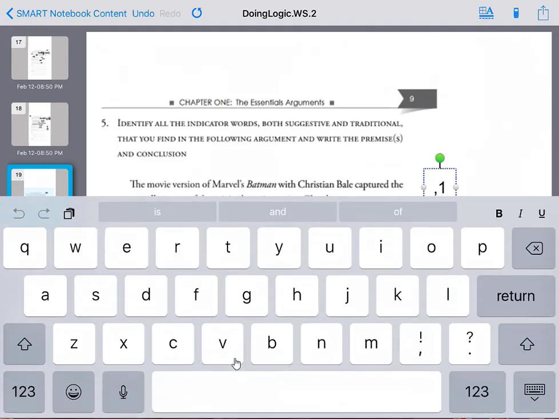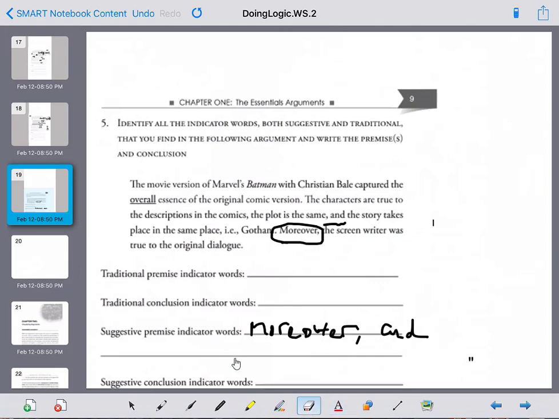So with that, I hope this helps you understand when you're pulling out premises versus conclusions, this is how you do it. Focus on the indicator words. They help build structure, and then try to see the pattern of the passage, and then break apart the premises from the conclusion.